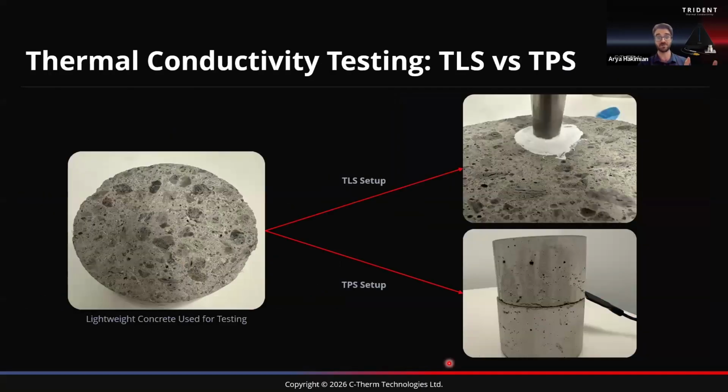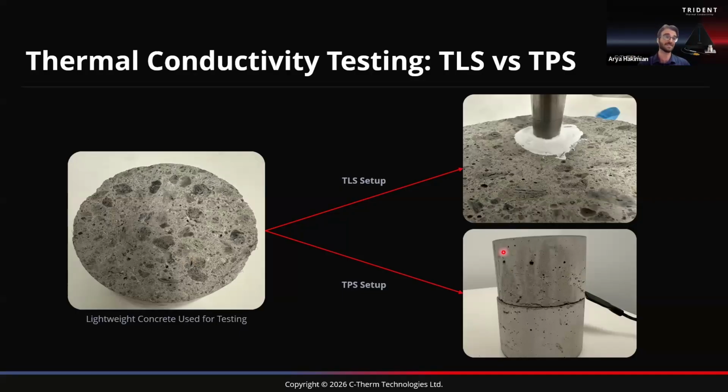So I wanted to show you the data and give you some examples of actual measurements on some concrete. This was a lightweight concrete that we just had in our sample inventory. You can see it's nothing too fancy, just general coarse aggregate mixed into the system. And here you can see the two different setups. The TLS setup, where we had to drill, apply the grease, and insert the probe down into the sample, versus the TPS setup, which takes the two sample halves and you just insert the sensor in between to take your measurement. So we did both.